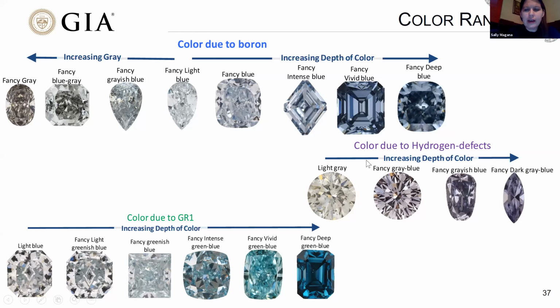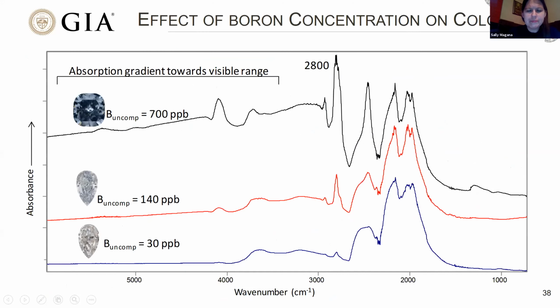In color due to hydrogen defects, we can see that more often as gray blue to a violetish color. And then among those colored by GR1, we see it predominantly as a greenish blue color, very different in color appearance than those pure blues that are colored by boron.